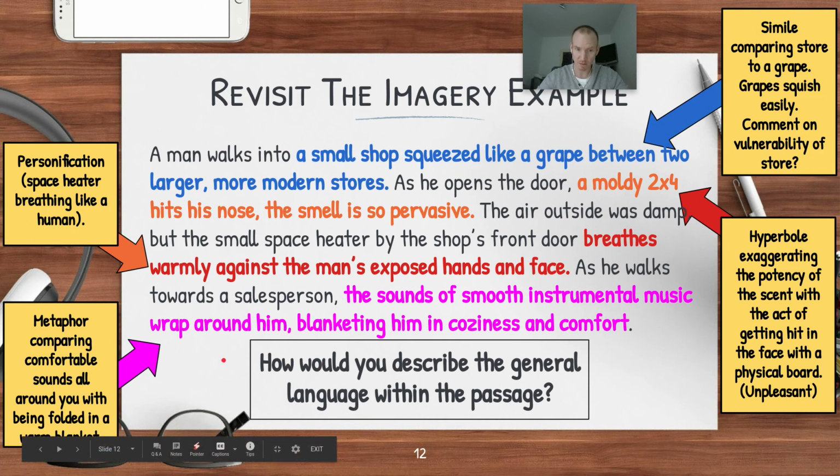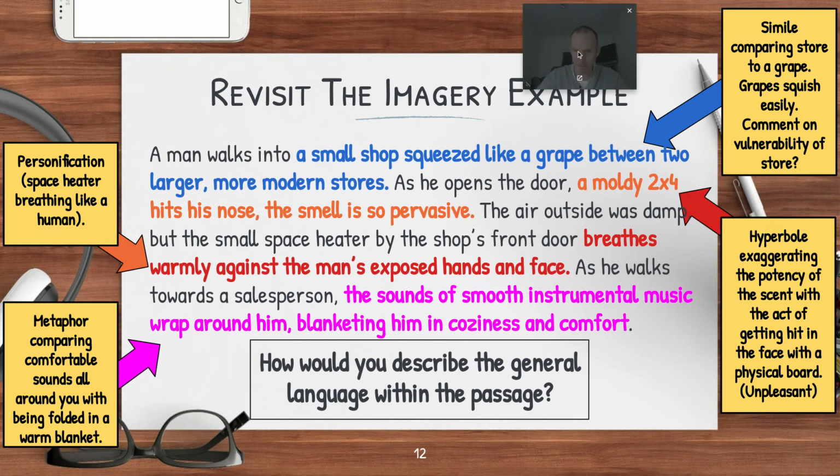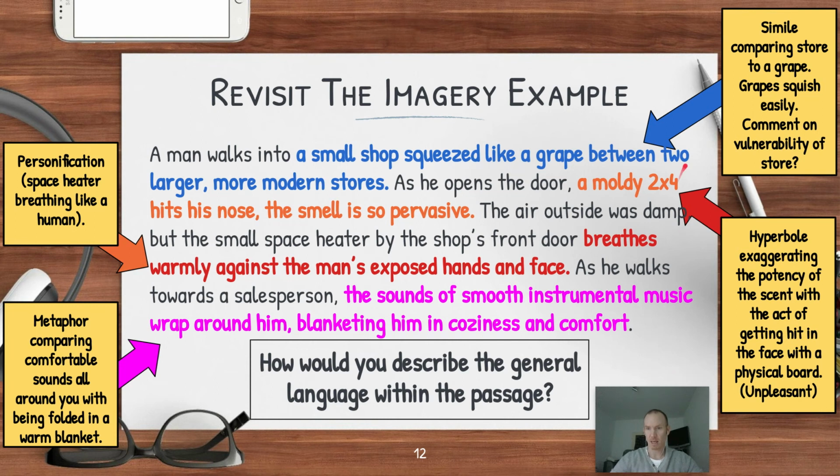So the question here would be, how would you describe the general language within the passage? In general, it's all descriptive, but again, looking for that pattern, we also notice that it moves from, hey, this is kind of dangerous, or I'm worried about the shop, hey, this is an unpleasant smell, to all of a sudden, hey, these are actually pleasant things. Once the guy is in the store long enough to get warm, it starts to be good. And once he starts going towards the back of the store to talk to the salespeople, the music is making him feel even more comfortable. So there's a shift from unpleasant to pleasant.